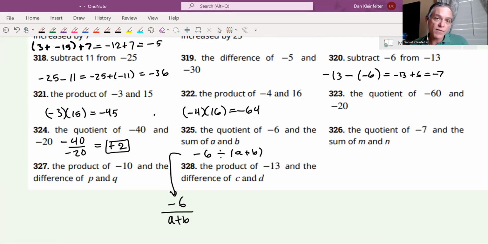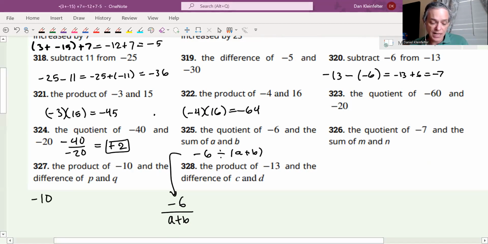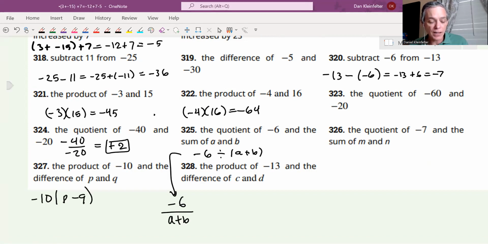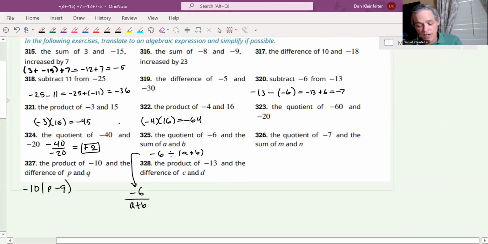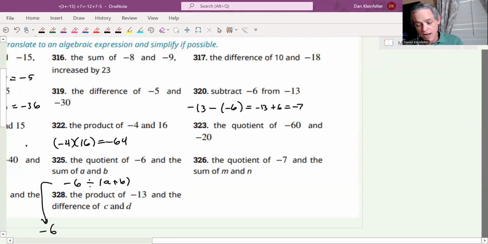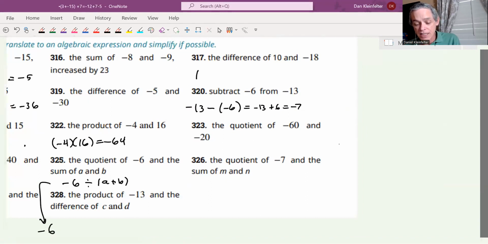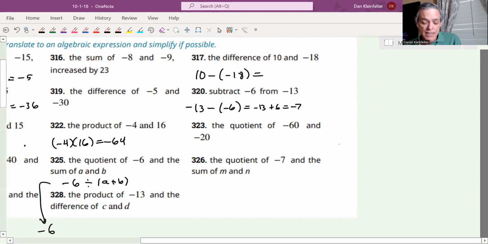For 327, we have the product of things, the product of negative 10. We're multiplying by the difference of P and Q. Okay, and let's see. Let's go ahead and finish all these because these are good practice. The difference of 10 and negative 18, difference is a subtraction. Okay, 10 minus negative 18, that's 10 plus 18, or 28. The quotient of negative 60 and negative 20 is going to be 3.